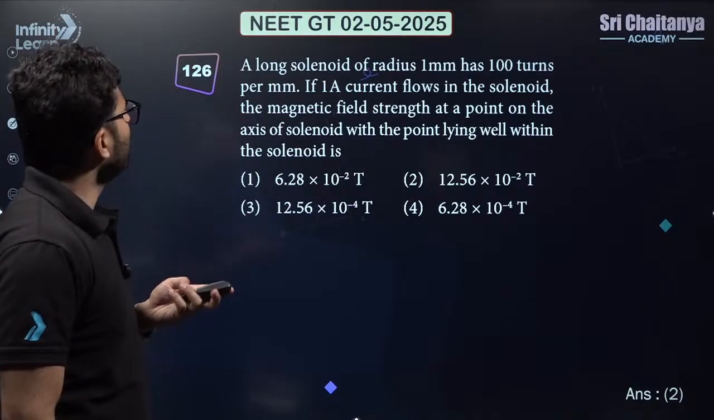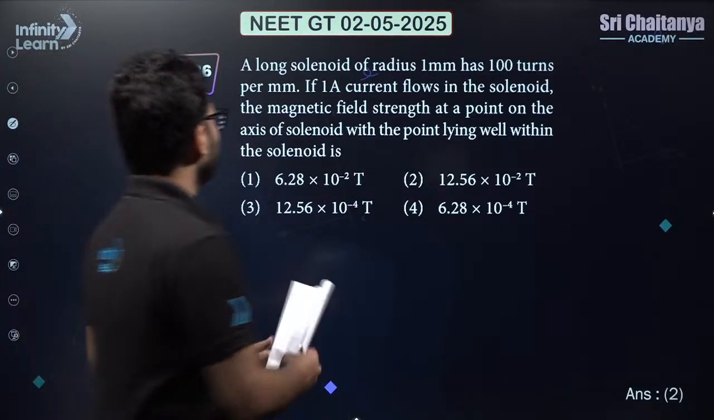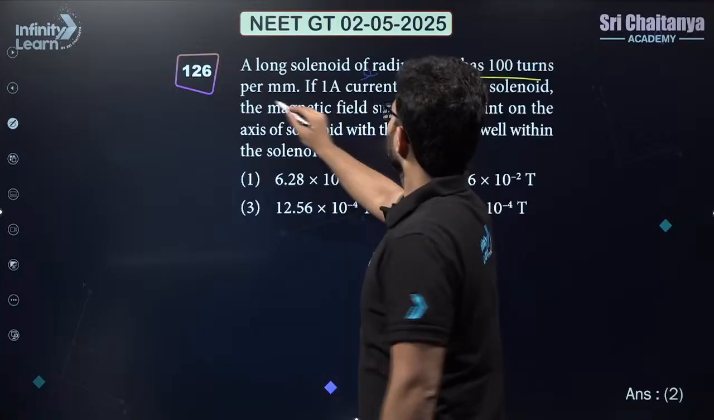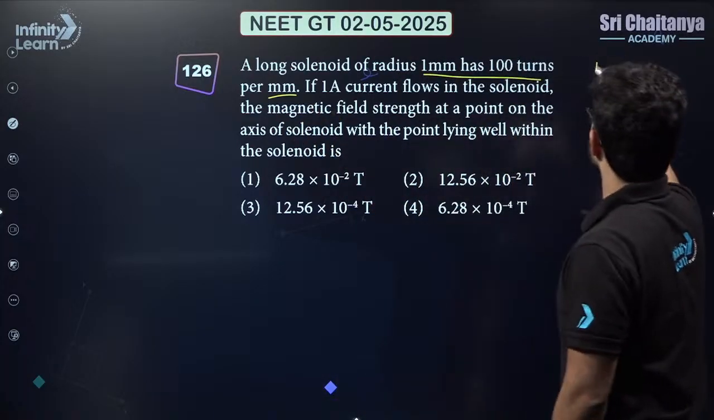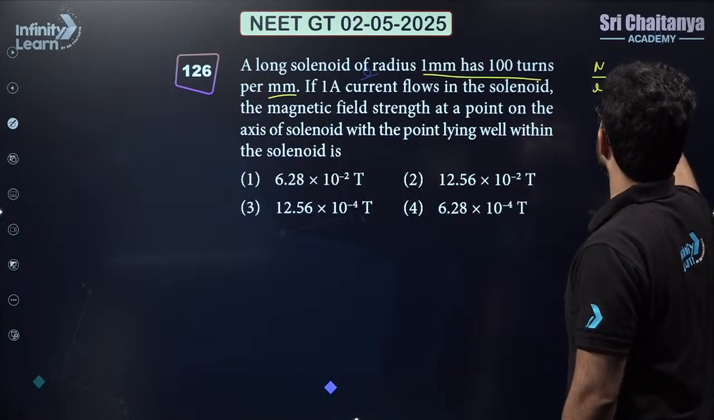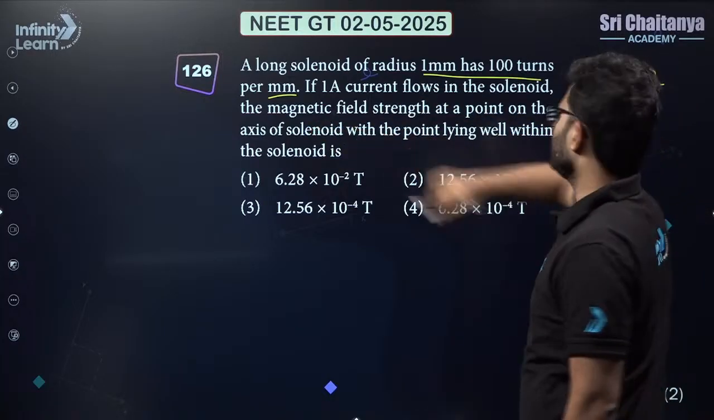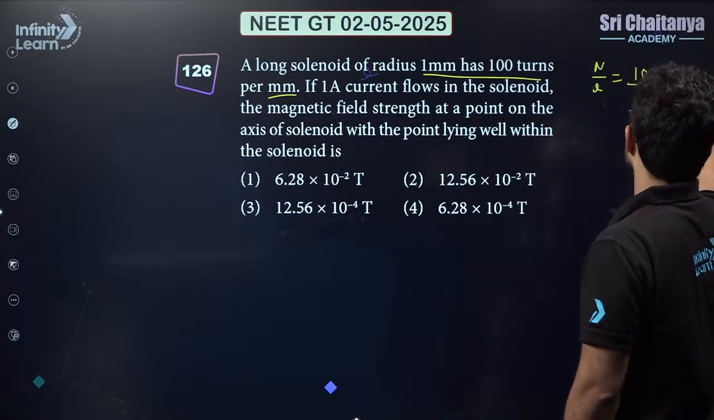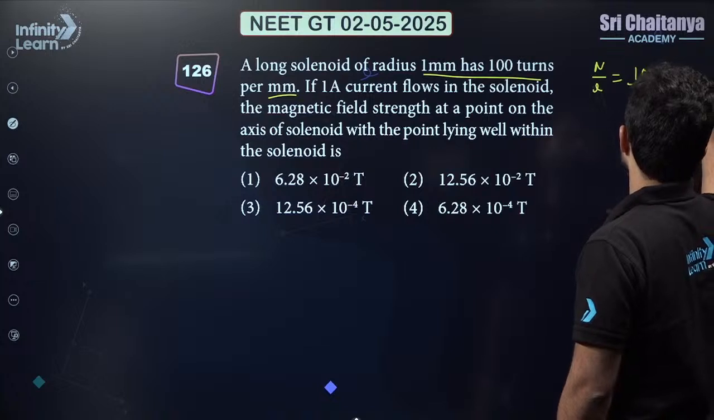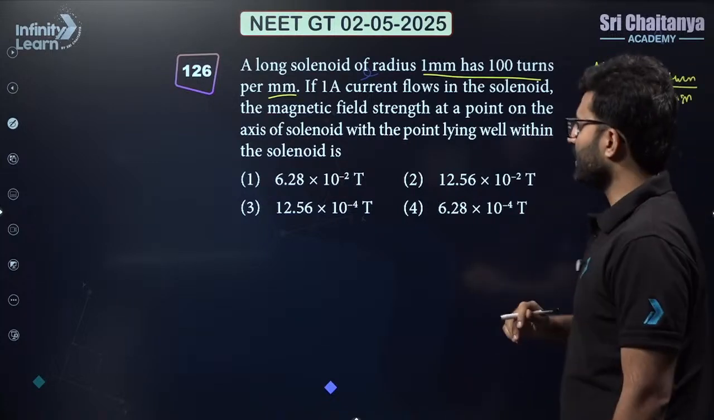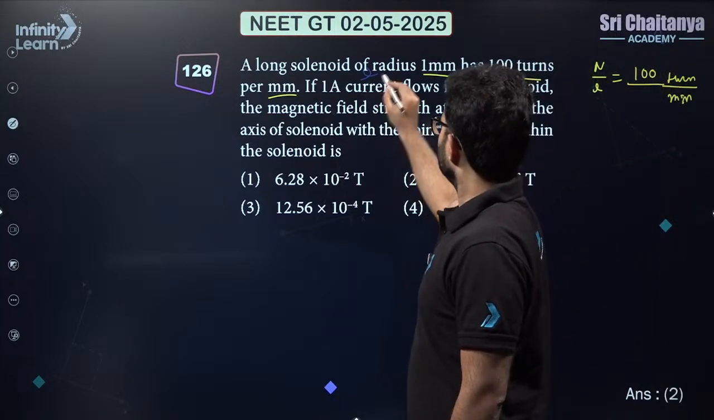The next is a long solenoid of radius 1 mm has 100 turns per mm. So the number of turns per unit length is given to you. What is that number? 100, but do remember that it is per mm, so don't make a mistake, that is turns per mm. So the length is in mm, not meters. That is what I'm trying to tell you. The radius is 1 mm.